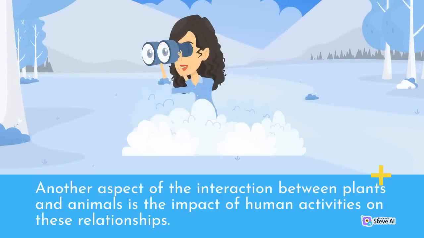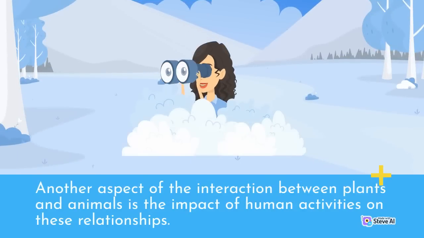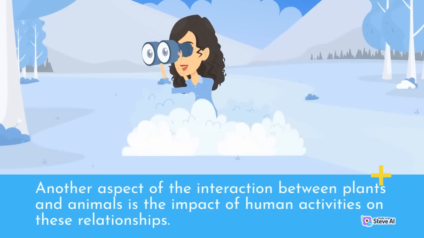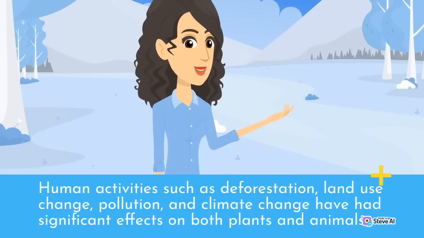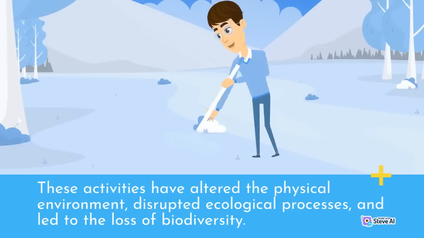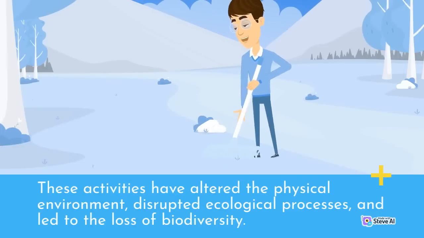Another aspect of the interaction between plants and animals is the impact of human activities on these relationships. Human activities such as deforestation, land use change, pollution, and climate change have had significant effects on both plants and animals. These activities have altered the physical environment, disrupted ecological processes, and led to the loss of biodiversity.